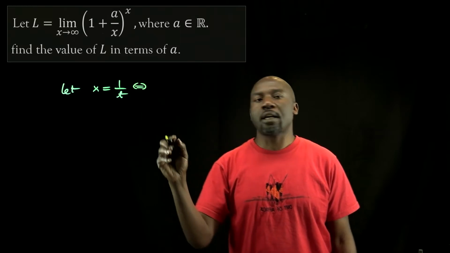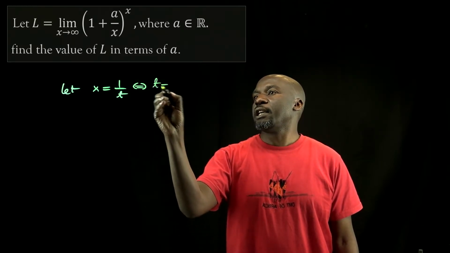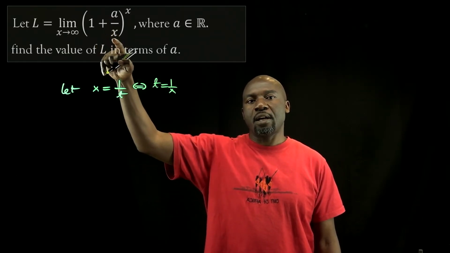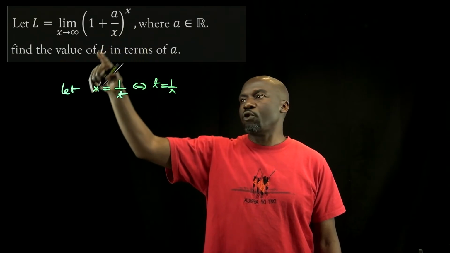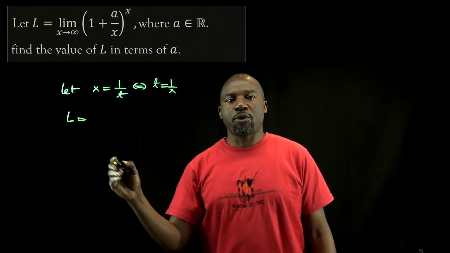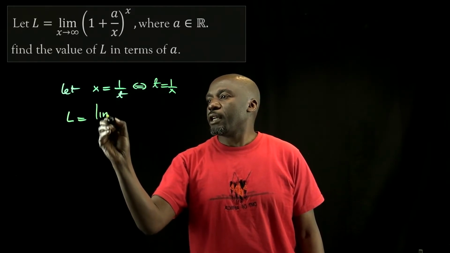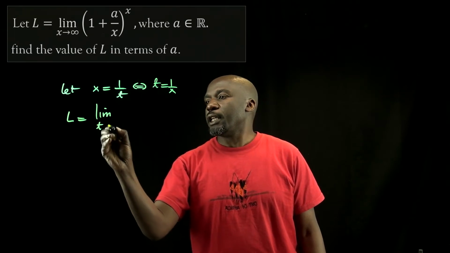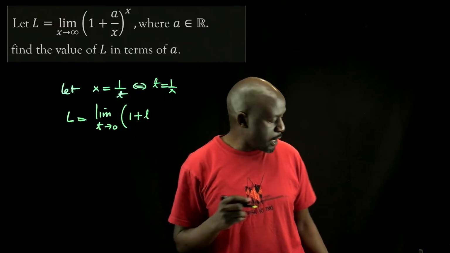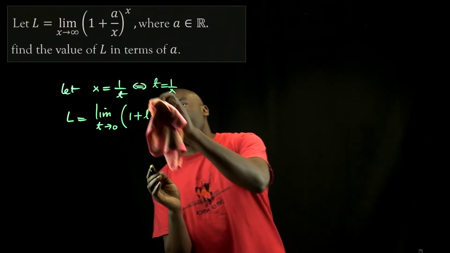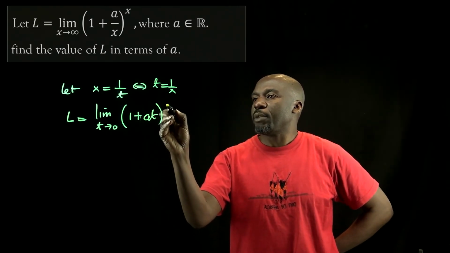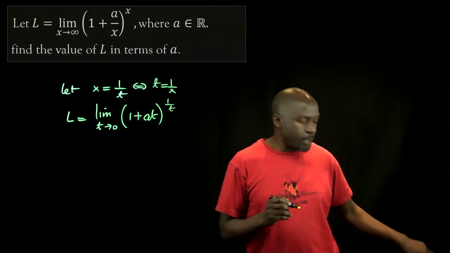That is also to say that I could express this as t is 1 over x. So where there is 1 over x, I'll put t, and where there is x, I'll put 1 over t. Therefore, my L can now be expressed as the limit as t tends to 0 of 1 plus at, everything to the power 1 over t. Okay, so that's what I need to do.